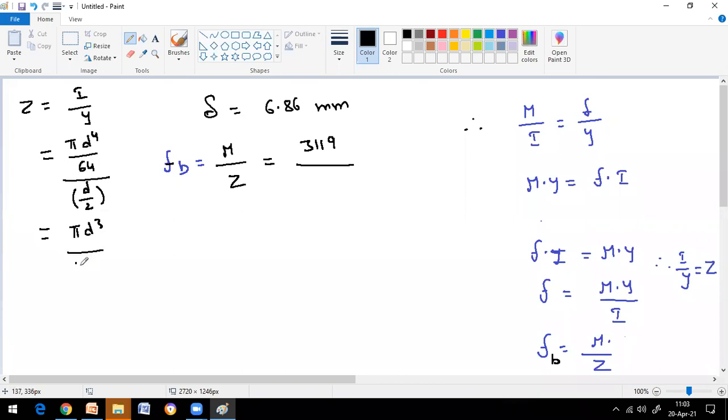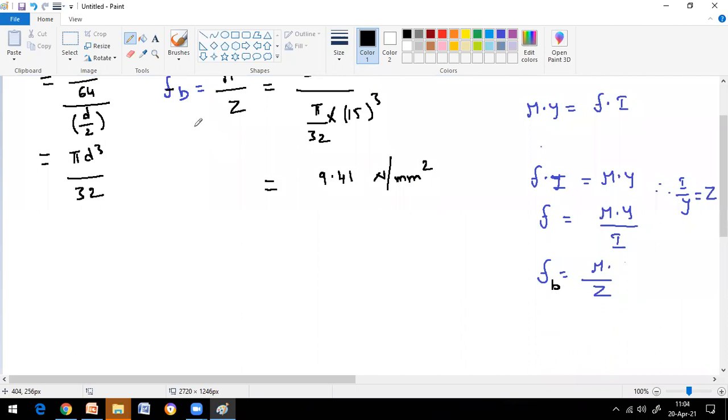Pi d cube by 32. Isn't it? So write on the same here. Pi by 32 into what is the D? D value, enter 15. Okay, solve this. What is your bending stress? 9.41 Newton per mm square. Clear?